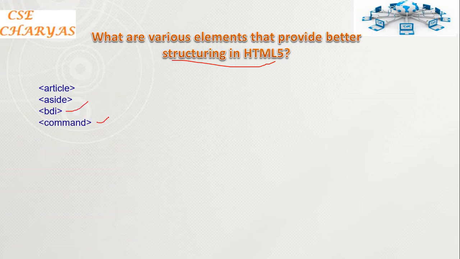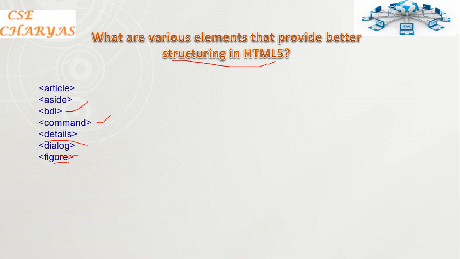Now coming to the command tag. Command tag displays a button element that processes a command upon user action. Now coming to the details tag. The details tag adds additional details that a user can show or hide. Dialog element initializes a dialog box or pop-up window.